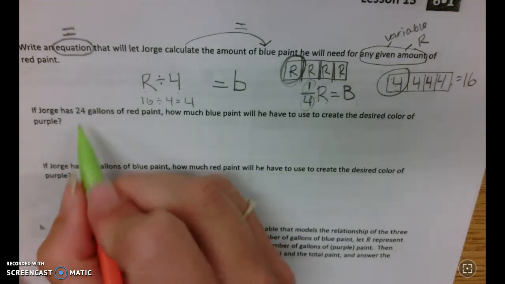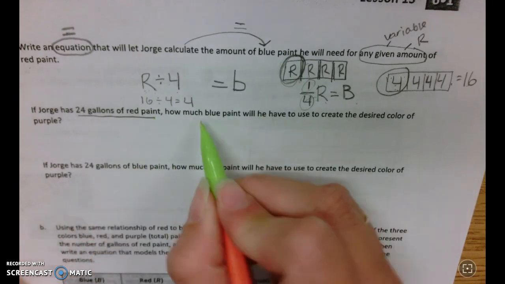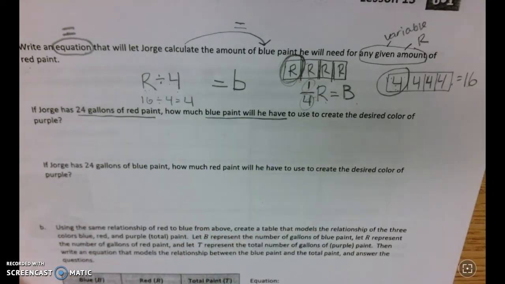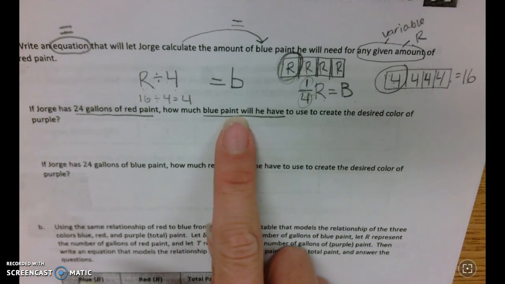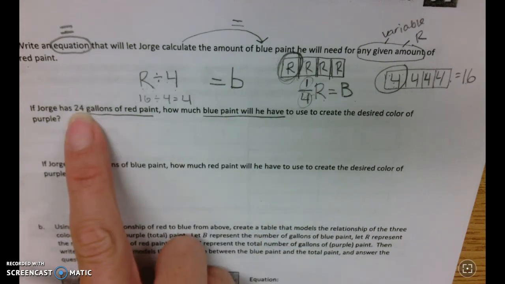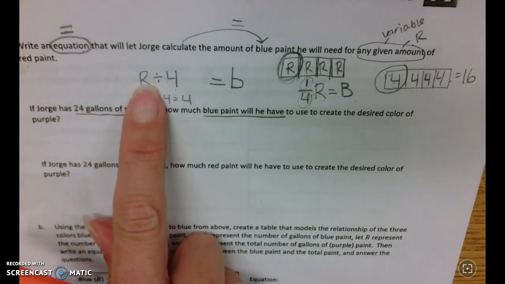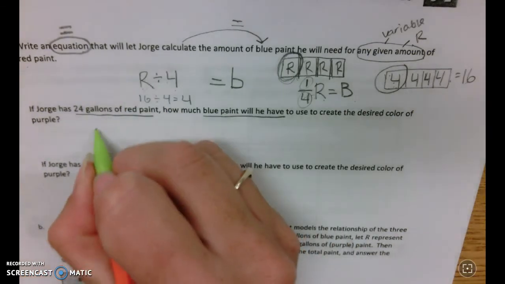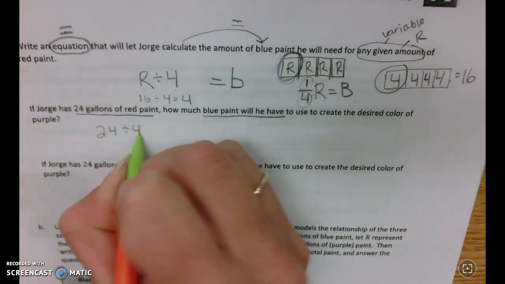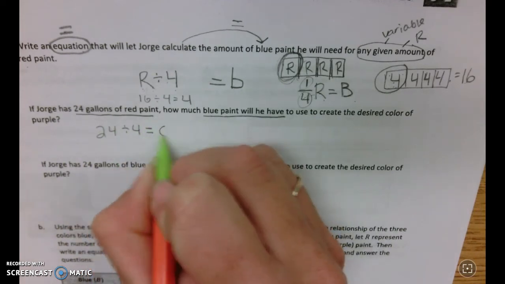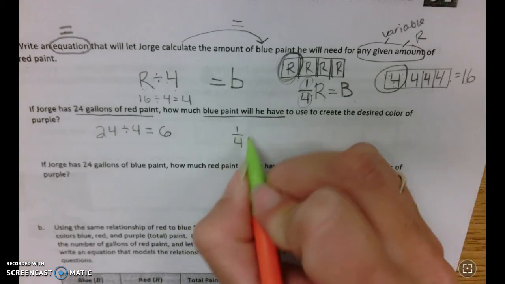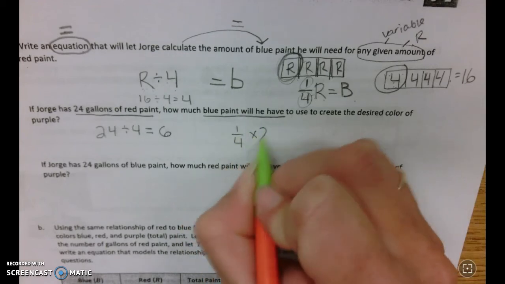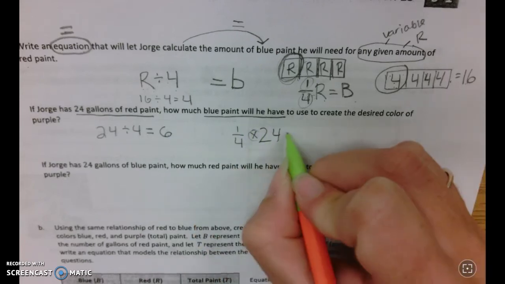If George has 24 gallons of red paint, how much blue paint will he have to use to create the desired color of purple? So this is where we do our substitution, and since we want to know how much blue paint, we can plug in 24 into this red equation here, and we can either do 24 divided by 4, which equals 6 to tell us the amount of blue, or we could take 1/4 of the group of 24. That's 1/4 the group of.